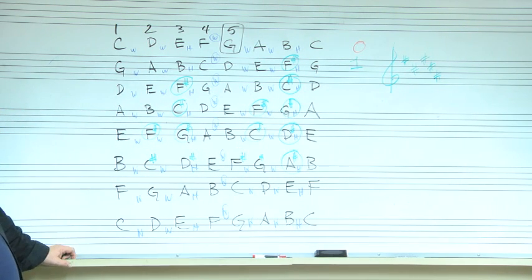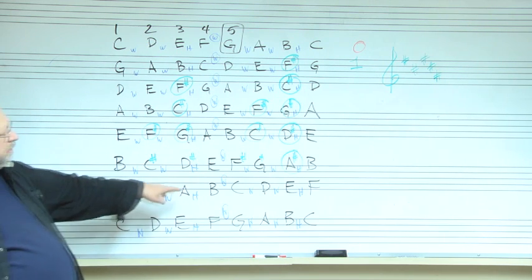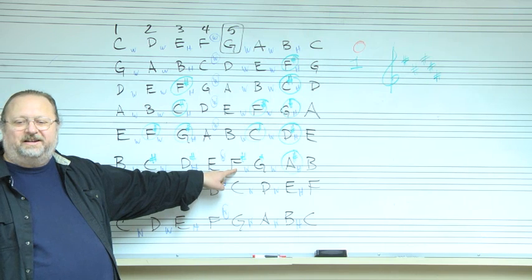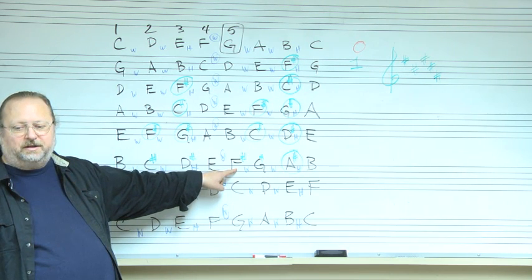What's after the key of B? F. Well, it can't be F. It has to be F sharp, doesn't it? So we have to modify that now. We're following the circle of fifths.